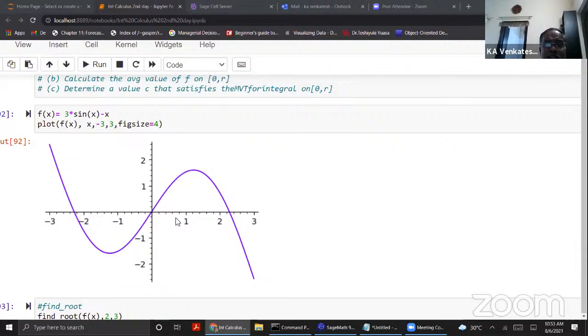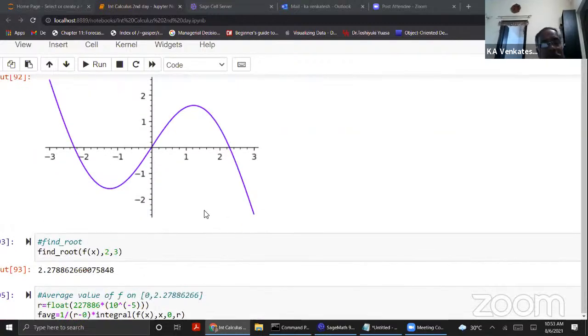Why I did this is that between 2 and 3, there is a positive root. On this side, if you take 0 and minus 3, there is a negative real root. We want one positive real root, so obviously we take 2 and 3. This applies the Newton-Raphson method and gives the answer 2.27876, the root.